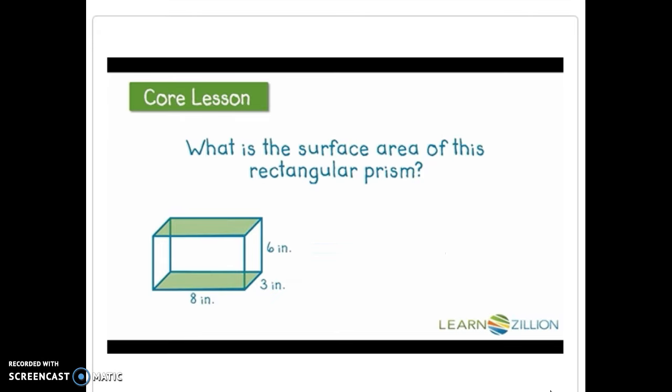We also have 2 parallel congruent green faces. These ones are a little larger. They are 8 inches by 3 inches. And finally, we have a set of purple faces. These are the biggest ones on this particular prism, and they are 8 inches by 6 inches.